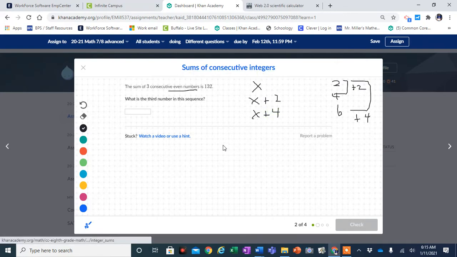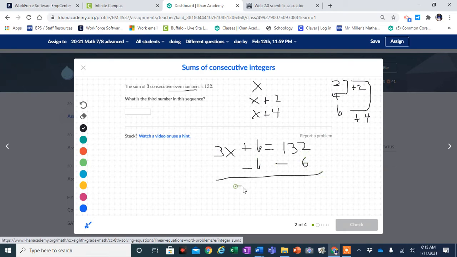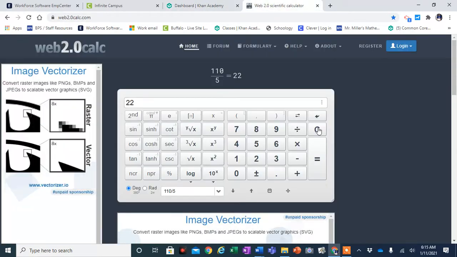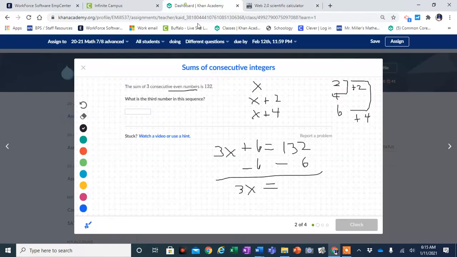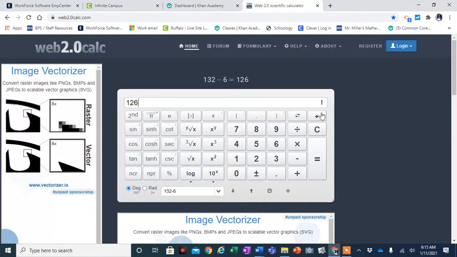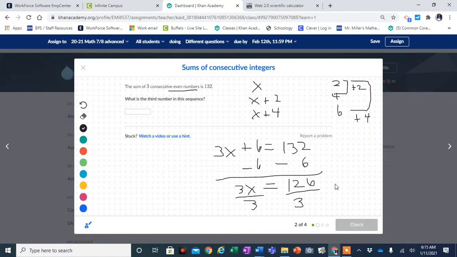Combine again your x's, you have 3x plus 6 equals 132. So we subtract 6, so that means this is 3x. If you need to, go to your calculator and do 132 minus 6, you get 126. And then we need to divide that by 3. Go to your calculator again, divide by 3, you get 42. So x is 42.